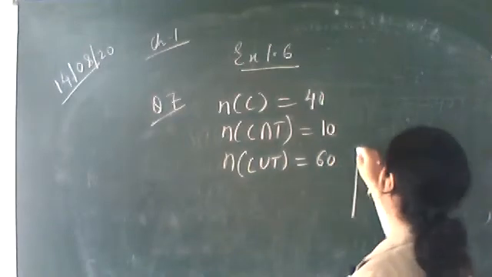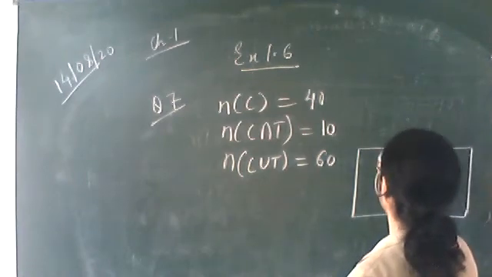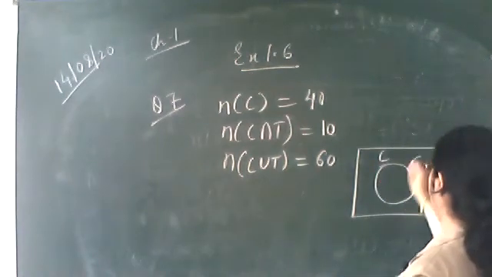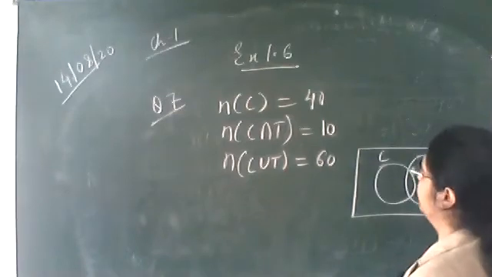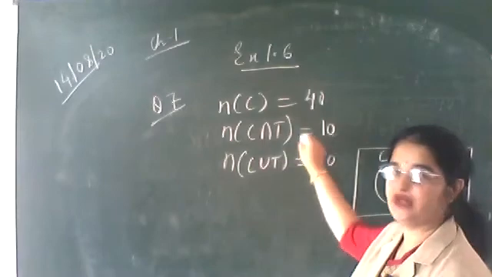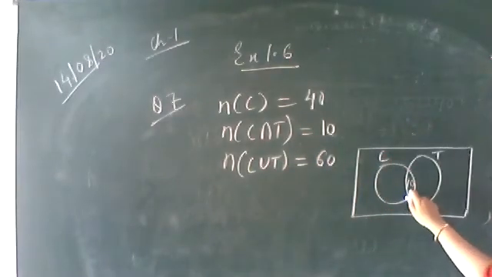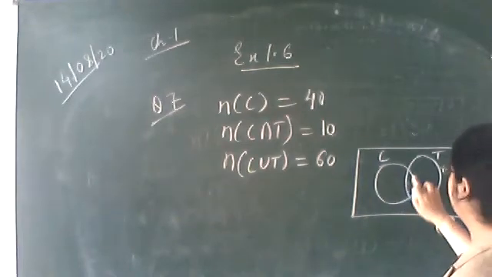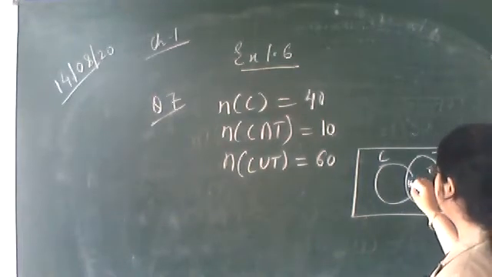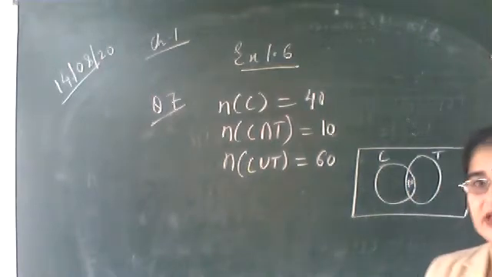Now just see the Venn diagram, what they are asking. This is your cricket, I'm denoting it by C. This is your tennis. What is the intersection part? The people who like cricket as well as tennis is 10. So 10 is coming here. 10 people like cricket as well as tennis.